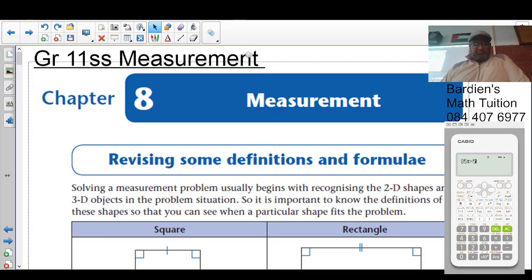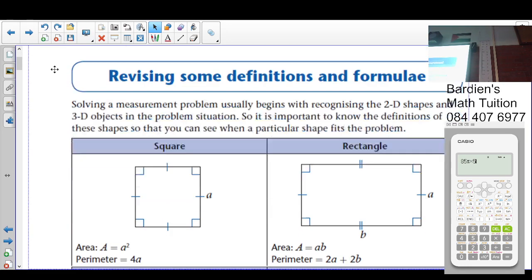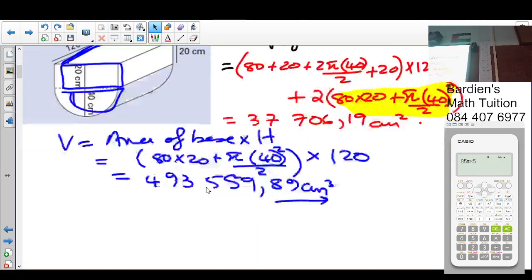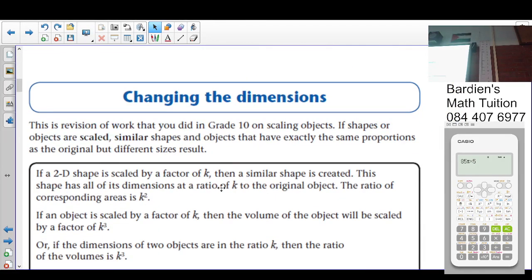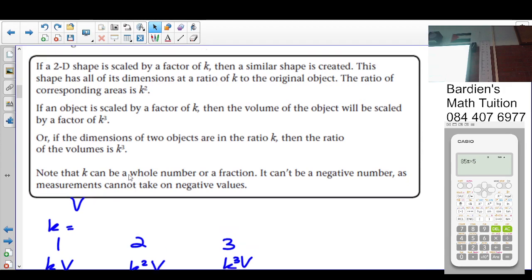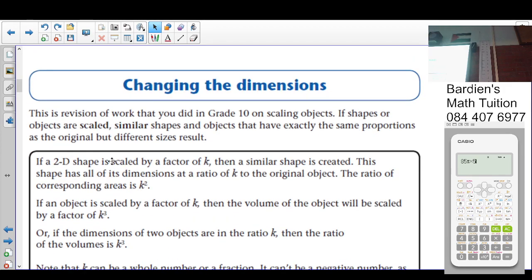Okay, good morning, class. Today we're looking at measurement. At this point, we're looking at changing of dimensions. We spoke about changing the dimensions in grade 10.